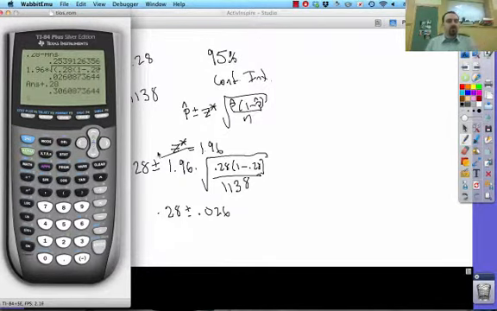So between 0.254 and 0.306. So the true proportion is somewhere between 25% and 31% of voters who are going to vote for Mayor Gray. And I can be 95% confident of that response. That's all there is to it.